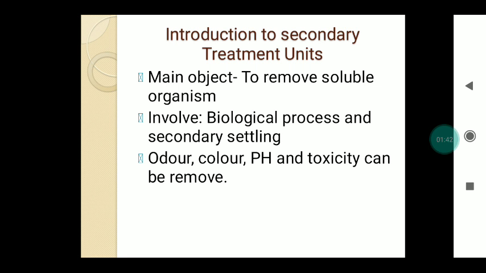The main object of the secondary treatment unit is to remove the soluble organic matter from the sewage, which involves the biological process and secondary settling, in which the bacteria present in the sewage oxidize or decompose the organic matter present in that sewage and make it into a stable byproduct, and it can remove the odor, color, pH and toxicity from the sewage.